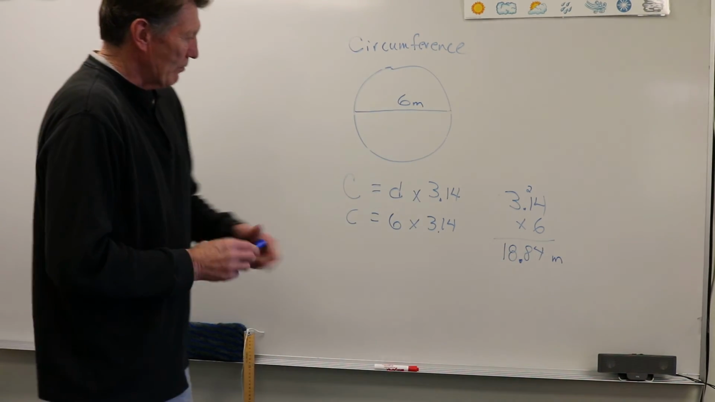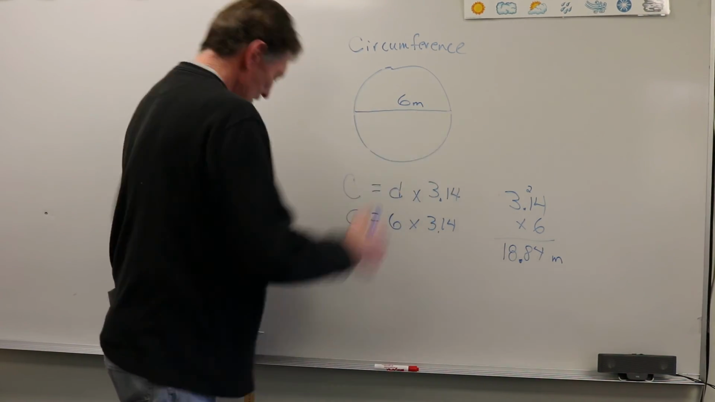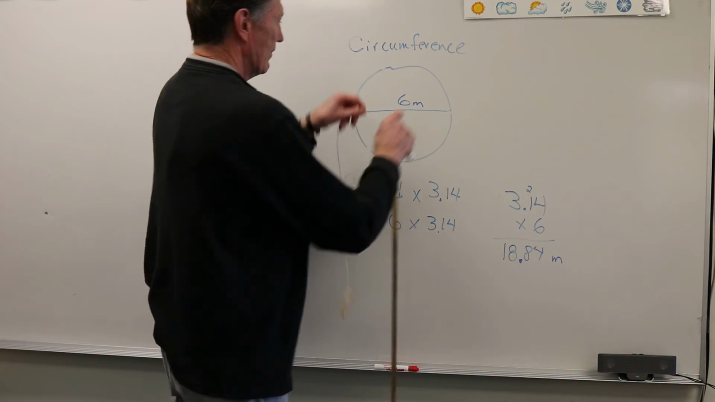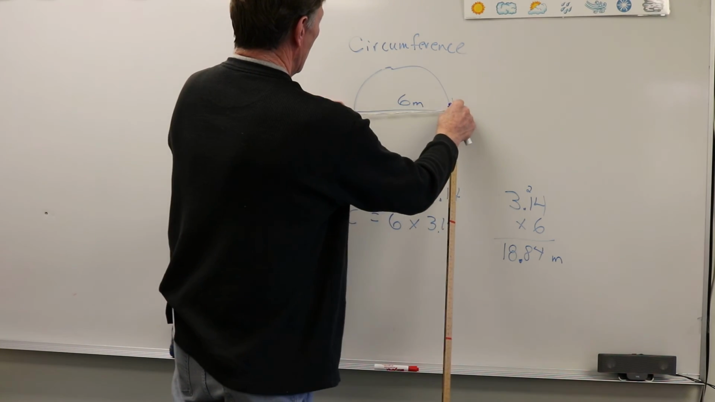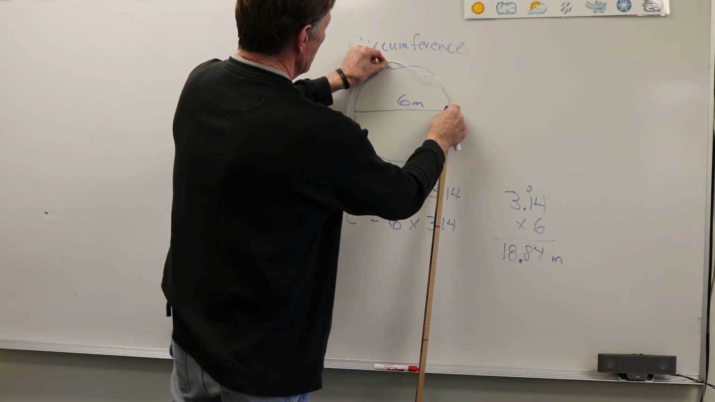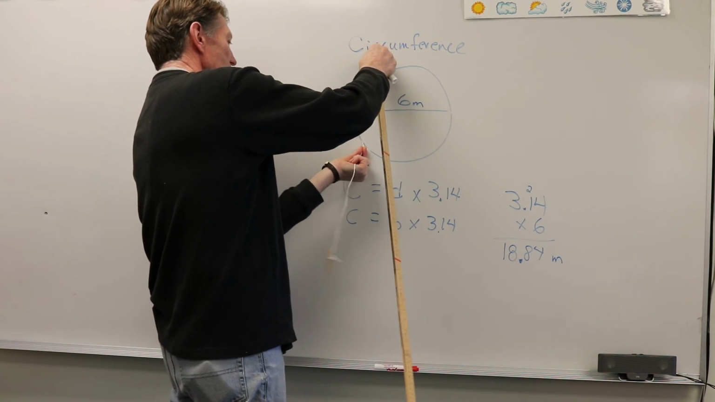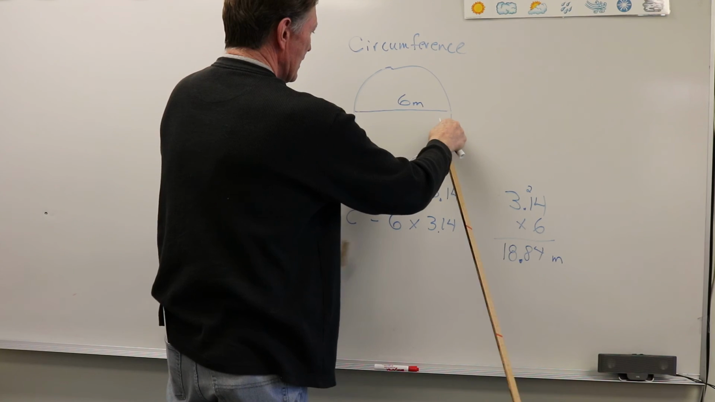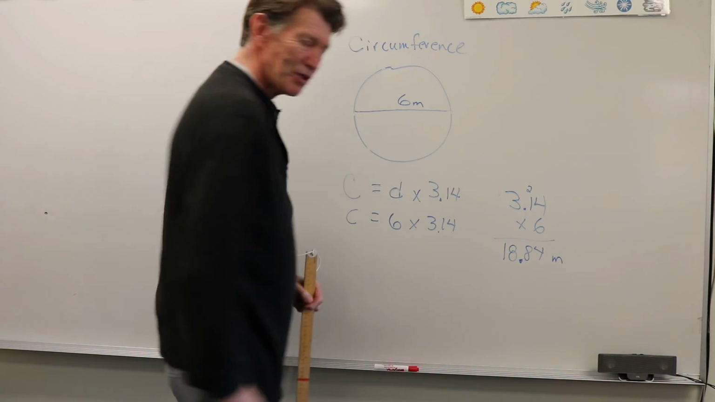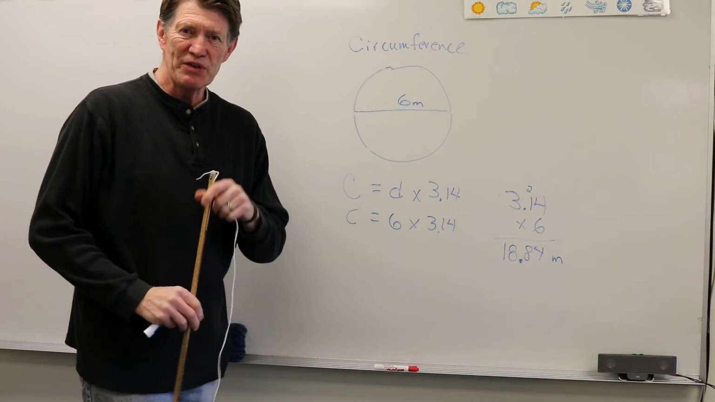And so we look at that and we say, does that make sense? If this was 6 meters across here, would that be about 6 right there, 12, 18, and a little bit more. So our answer makes sense. So we do things like that.